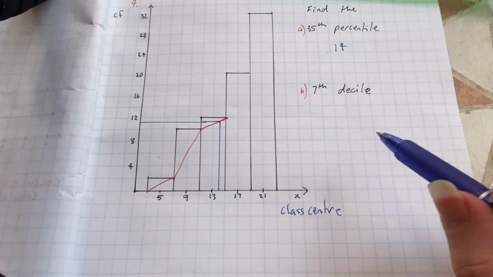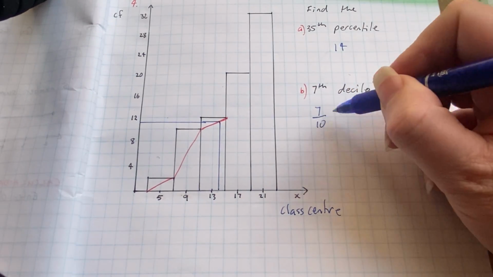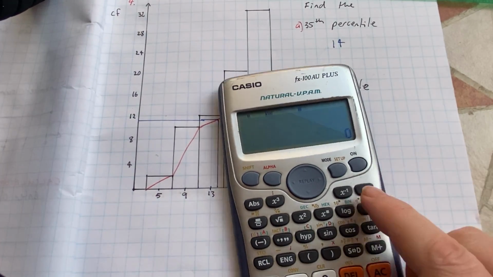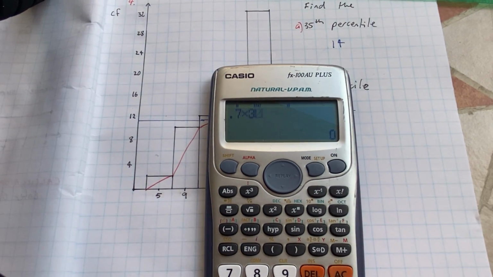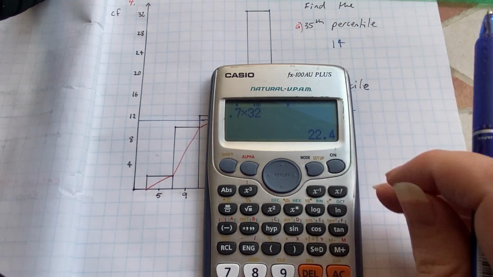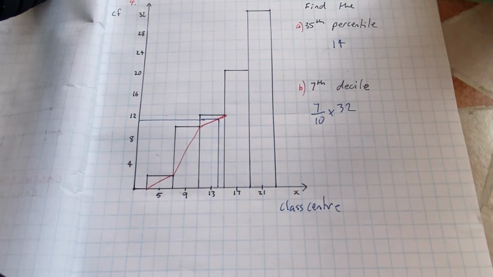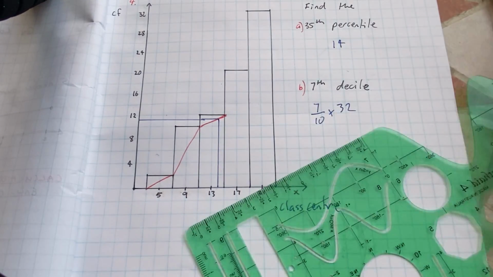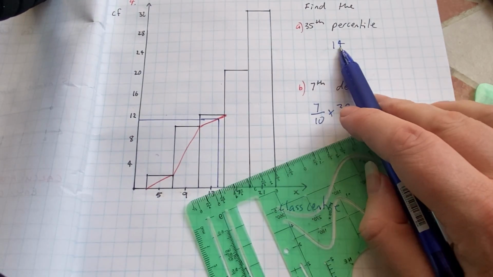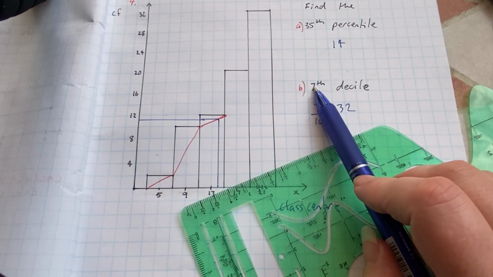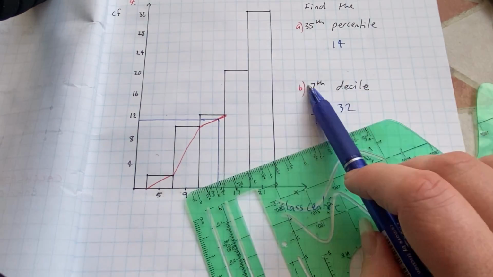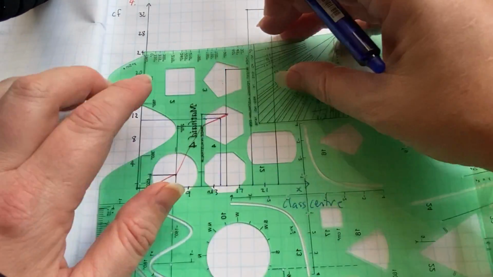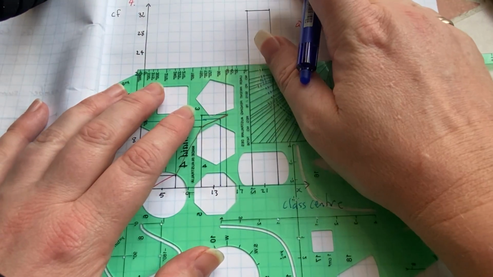The 7th decile, that's just 7/10 of 32. So 0.7 times 32. I need to draw a line across at 22.4. Now, not surprisingly, it's a similar situation to this because the 7th decile is the 70th percentile. Okay, so that was 11.2. Now I'm going 22.4.